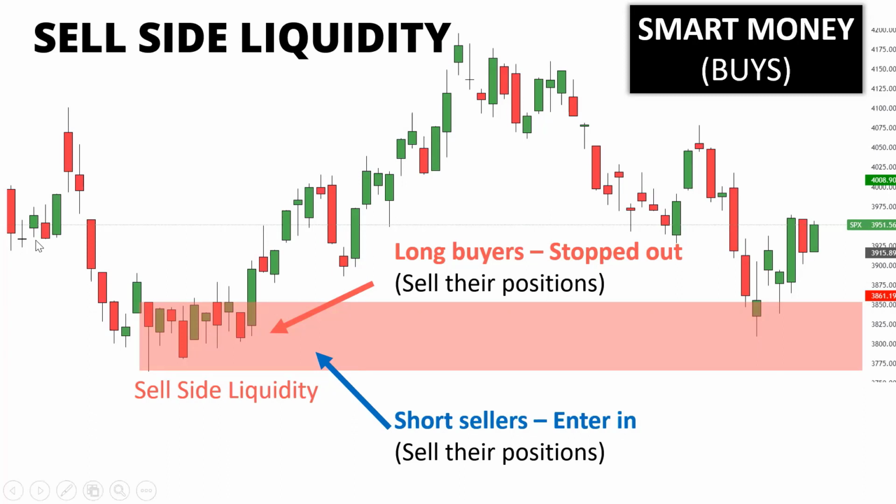Let me repeat this because this is probably new information to most traders. They buy in at levels, the guys who go long. The market comes down, stops them out. This is where short sellers get in because it breaks levels of liquidity. And then because smart money bought into their sell position, they swept liquidity and the market rallied on up.